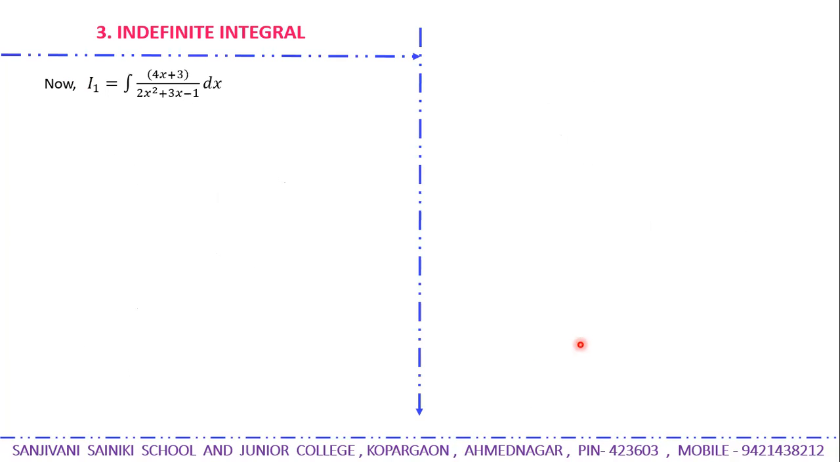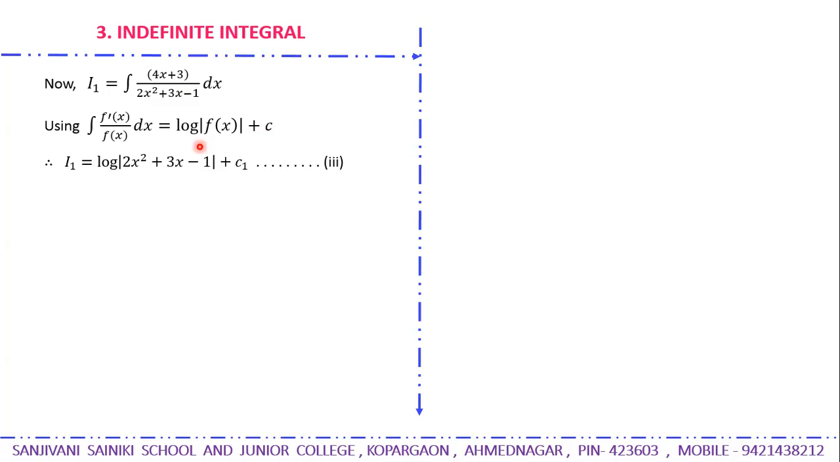Okay. Now take this I1. Use f dash of x upon f of x, or you can use substitution. Put 2x square plus 3x minus 1 is equal to t. So (4x plus 3) dx is dt. Okay, you can go by this or that. Or you can directly use the formula: integral of f dash of x upon f of x is log of f of x plus c.